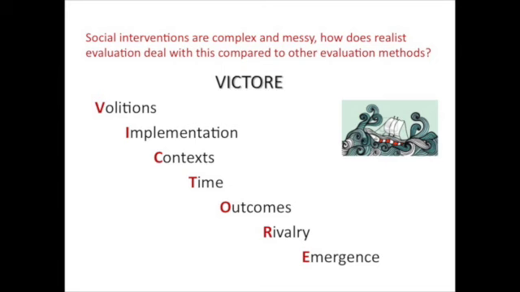These are the dimensions of complexity in my book, literally. So, VICTORE. The first one is volitions, the understanding of the people, the understanding of the stakeholders. And I don't know a program where the people involved haven't had a different view of what's important about a program and whether it works.